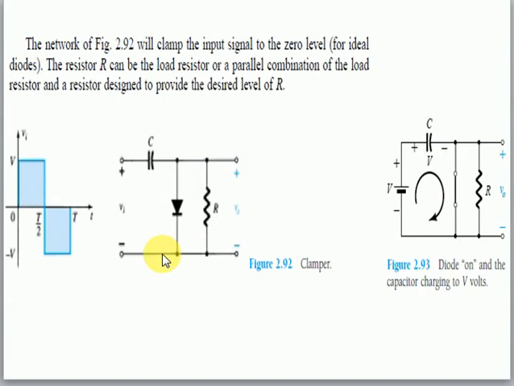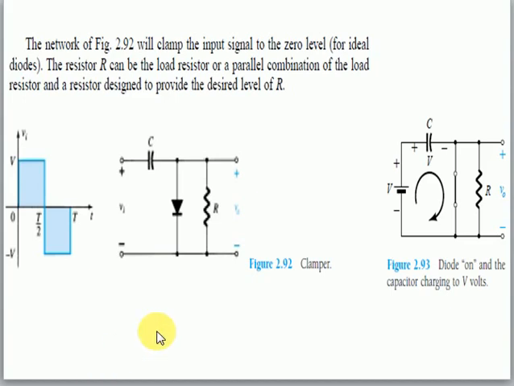This is a simple clamping circuit. In this circuit you have seen the input signal Vi, a capacitor, a diode and a resistor. The diode and the resistor are both in parallel with the output voltage, or you may say we are taking the output across a load resistor having the value R.